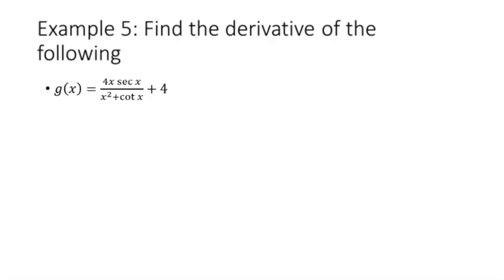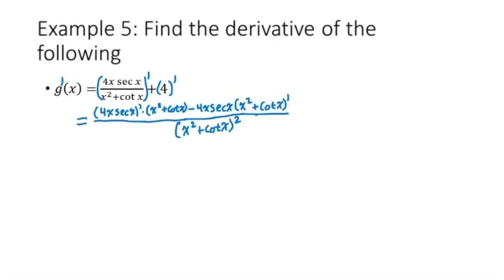The sum and difference rule tells us when we take the derivative of our function, we take the derivative one term at a time. Focusing on the 4x secant x over x squared plus cotangent x, in order to take the derivative of this, we have to think about what the last operation we would perform is if we were simplifying. The last operation we would perform is the division. That tells us we need to apply the quotient rule. And after setting up the quotient rule, we have the derivative of 4x times secant x times the quantity x squared plus cotangent x minus 4x secant x times the derivative of x squared plus cotangent x all over x squared plus cotangent x squared.